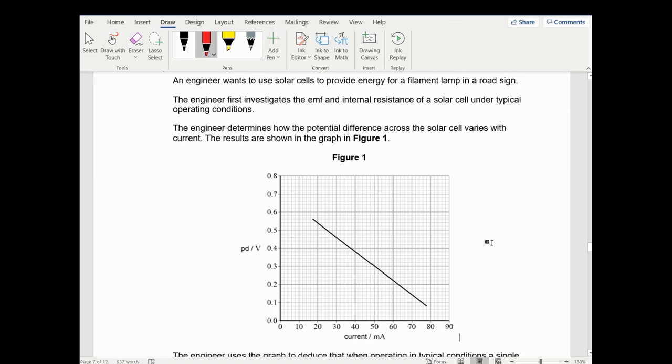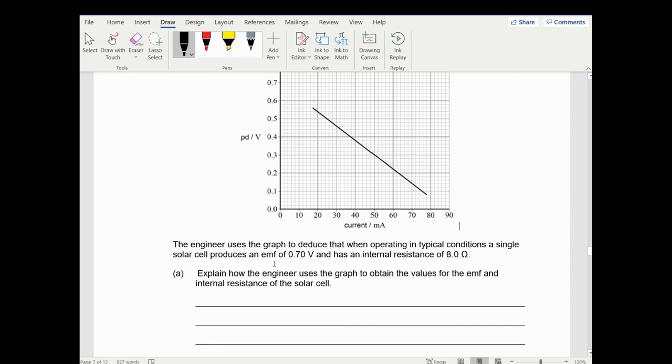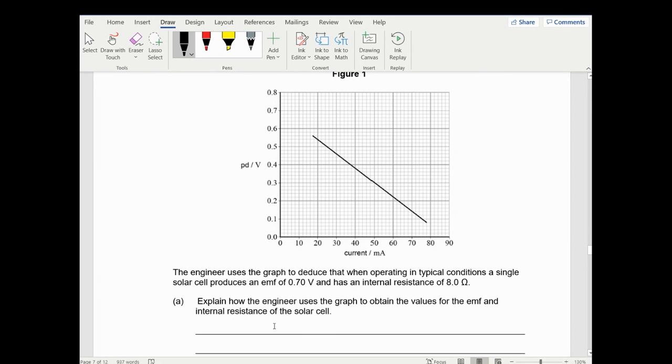So the engineer wants to use solar cells to provide energy for a filament lamp and a road sign. The engineer first investigates the EMF and internal resistance. So this is actually quite important. They've highlighted that this is a circuit with internal resistance. The engineer determines how the potential difference across the cells relates to the current, and the results are shown in Figure 1. Explain how the engineer uses the graph to obtain the values. The engineer has said that the EMF is 0.7 and the internal resistance is 0.8.